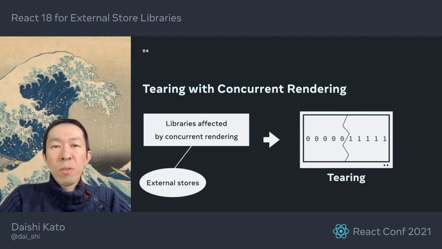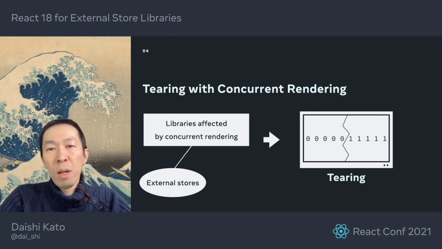So why do a few libraries get affected by concurrent rendering? A library with an external store is affected because tearing can happen. Tearing is a visual inconsistency that users can see. With the legacy root API, it wasn't a real problem because there was no chance for the external store to change during rendering. Before learning more about tearing, let's talk about external stores.